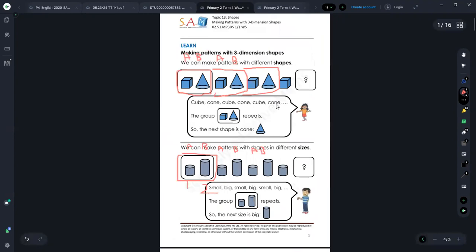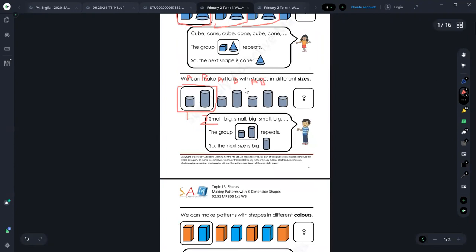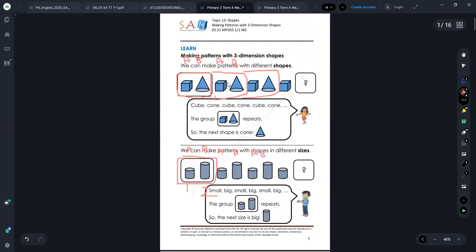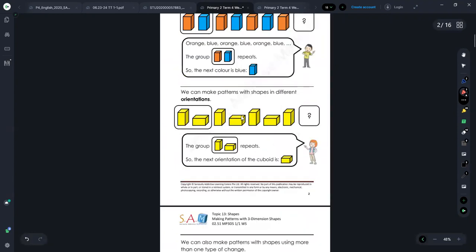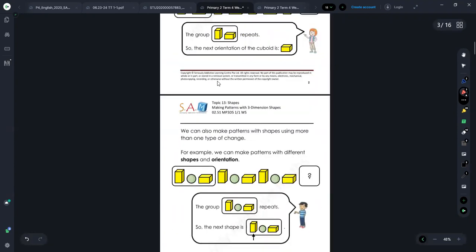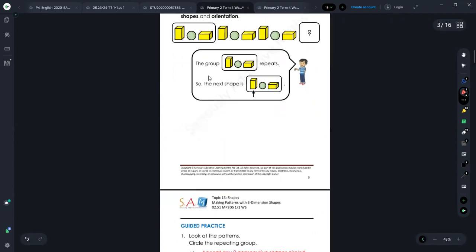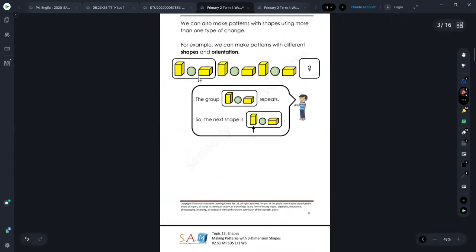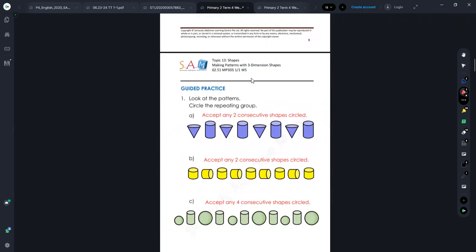Similarly, patterns can comprise different shapes, different sizes, different colors, different orientation, and sometimes a combination as well, shapes and orientation. But this is quite easy. I think we've used A, B, C, A, B, C, that's actually quite easy for them to recognize the repeating pattern.